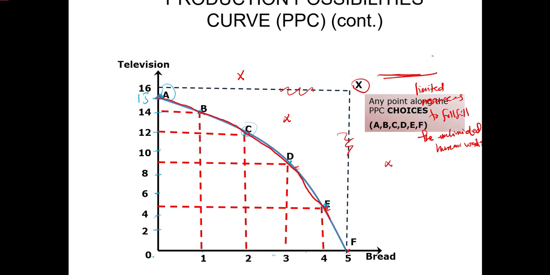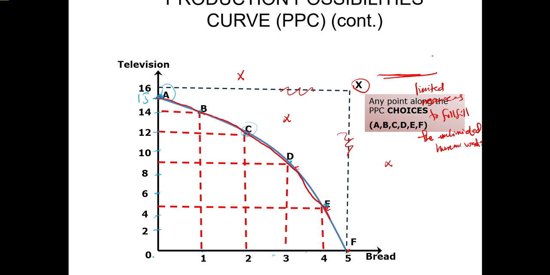Okay, going next. Another point here. Any point along the PPC is considered as choice. Along the PPC meaning that atas garisan tu lah. This is our PPC yang biru tadi, dah jadi merah dah saya buat kat situ.